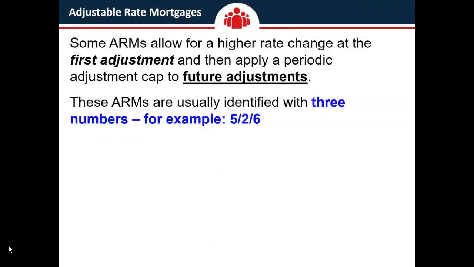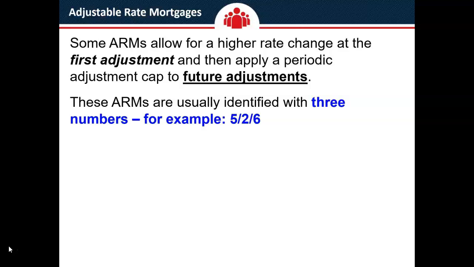Now, sometimes adjustable rate mortgages are shown in 3 numbers. See in our example here, 5-2-6. I'm going to explain that to you. What if your adjustable rate mortgage is shown in 3 different numbers? Some ARMs allow for higher rate changes at the first adjustment, and then they apply the periodic cap to future adjustments. They're usually shown in 3 numbers, like here, 5-2-6. Well, what does the 5 mean? What does the 2 mean? What does the 6 mean?